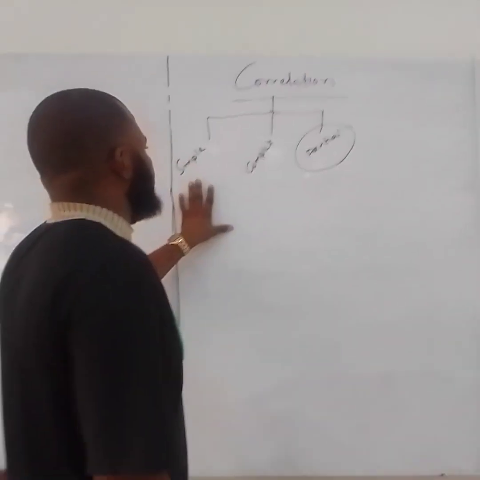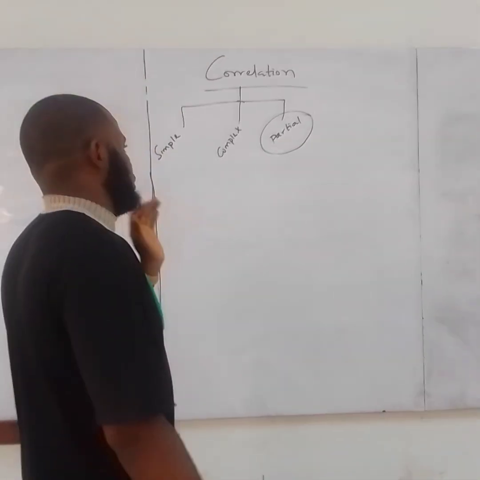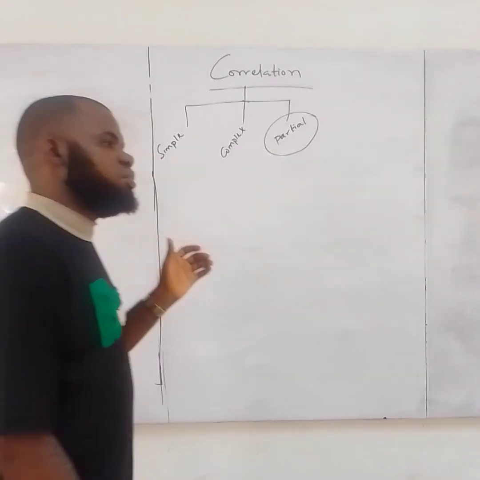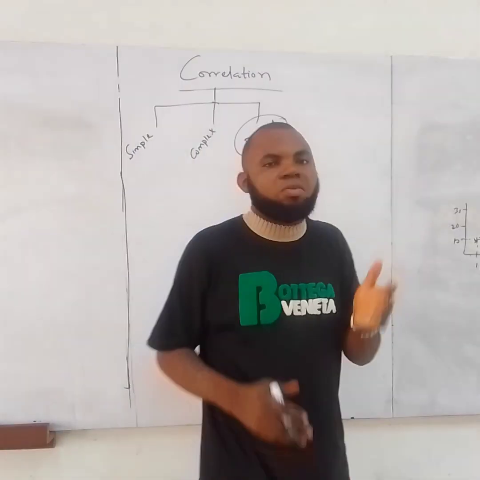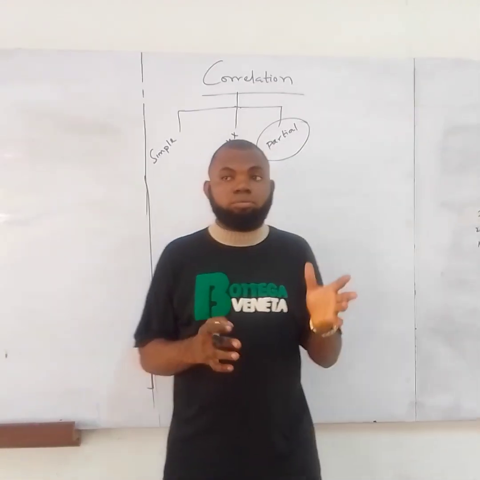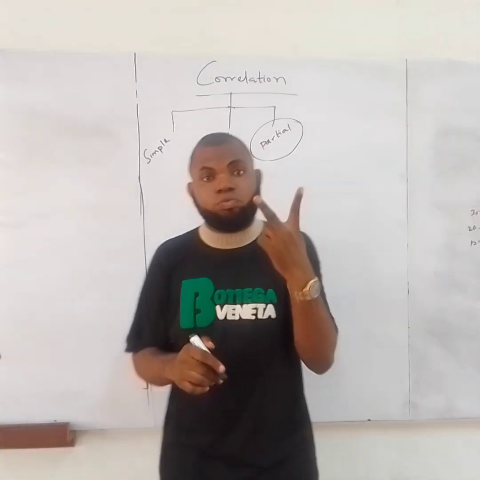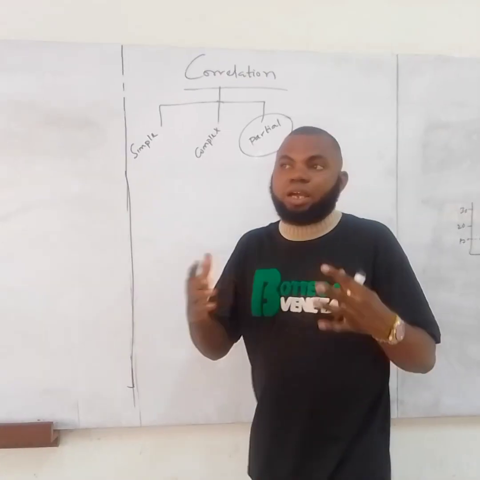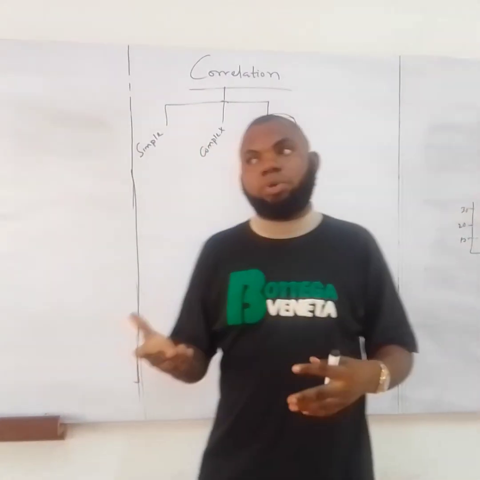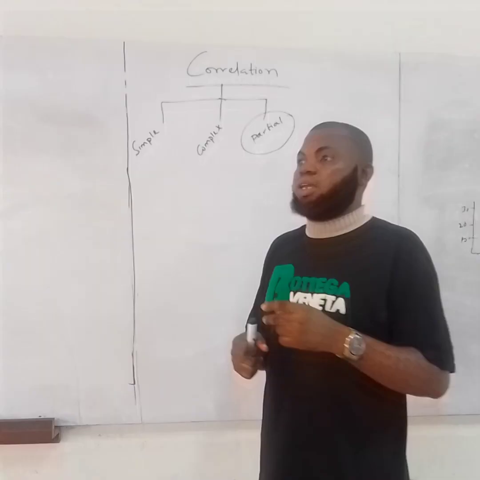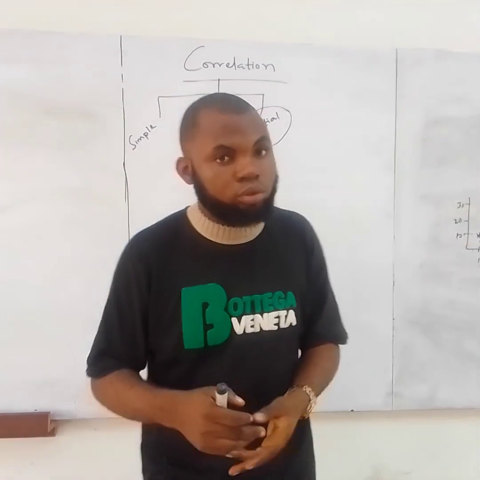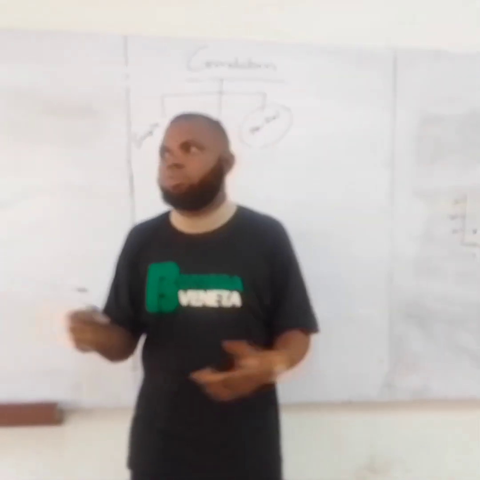So the simple correlation and the complex correlation now. What is simple correlation? From the word simple, this simply means that we are looking for a degree of relationship that exists between just two variables only. Now, for complex, like the opposite of simple, it shows that we are looking at the degree of relationship that exists between three or more variables.